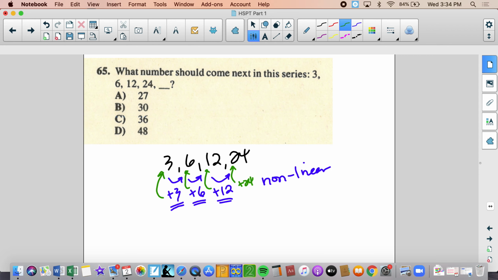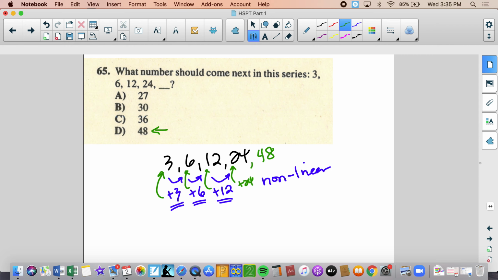So if we add 24, what are we going to get? We're going to get 48. Yes, 48 is the solution. Good. We see that 3 plus 3 is 6, 6 plus 6 is 12, 12 plus 12. So we're just multiplying by 2, or adding it to itself. These are nonlinear, so you are not always going to be able to find the 10th term in the sequence. We may have to just do it one by one. But 48 would be my answer.